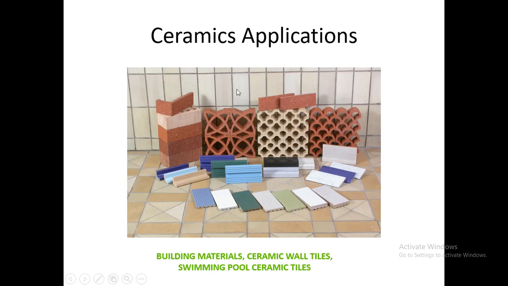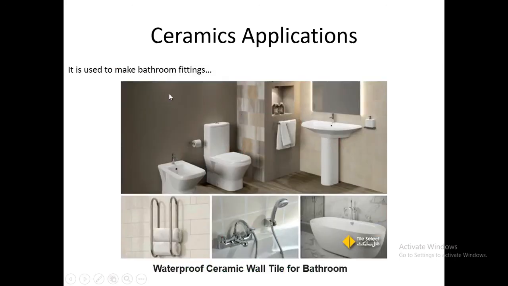So you can see here the images which I am going to show, which are of traditional ceramics used for building materials, ceramic wall tiles, swimming pool ceramic tiles, etc. And also in the space shuttle, silicon material tiles are used because of their low thermal conductivity and high temperature capability up to 1400 degrees Celsius. Therefore it is used in space shuttles. And also you can see here it is used to make bathroom fittings. All the fittings are made of traditional ceramic materials.